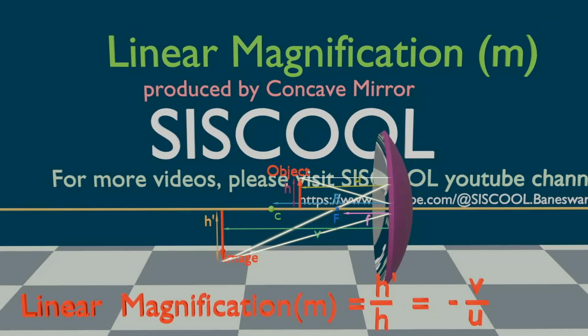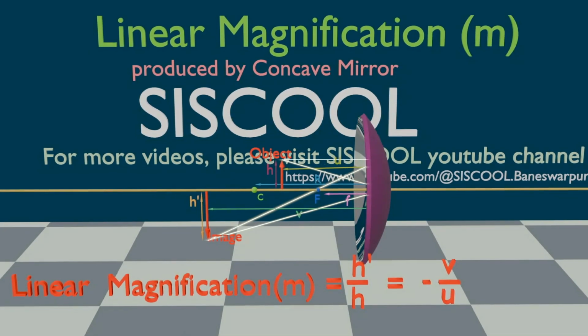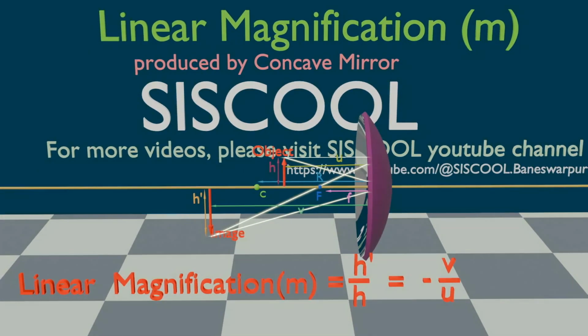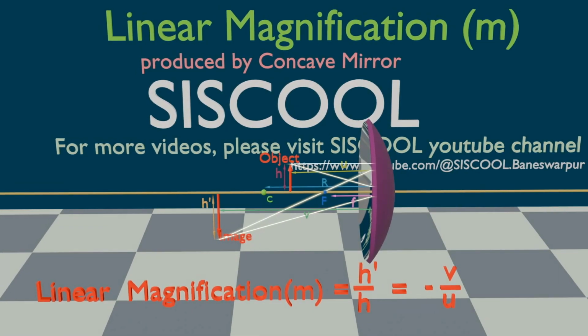When solving numerical problems, always assign positive or negative signs carefully to all quantities such as U, V, F, R, H, h dash, etc.